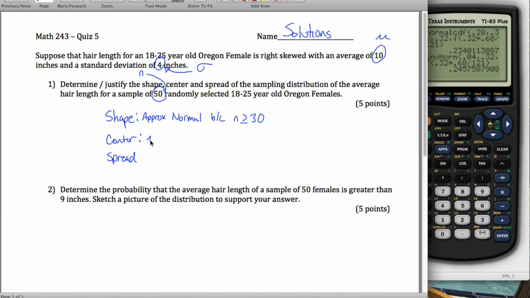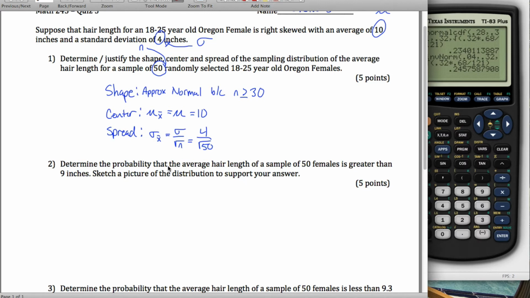Center. The center of the sampling distribution, the population average of these sample averages, kind of the average of the average, is just equal to mu. And mu was given to me to be 10. The spread, however, the standard deviation of these sample averages, is not just sigma. It's sigma divided by the square root of n. So sigma was given to me as 4, and n was given to me as 50. So my spread is 4 divided by the square root of 50.